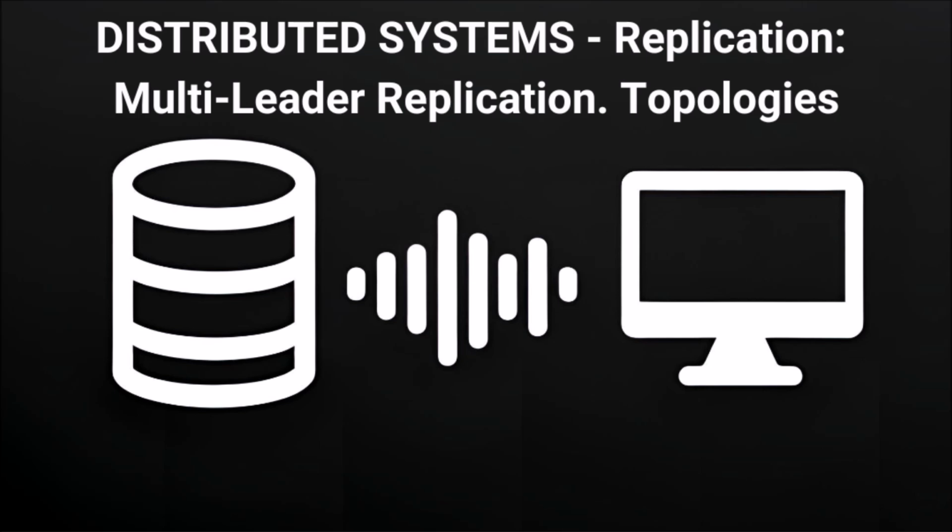But how do you actually connect these leaders? There are a few common ways, right? Different network structures. That's right. Think of them as blueprints for how the nodes chat with each other. One approach is the circular topology. You can imagine a ring where each database server only replicates directly to one neighbor.